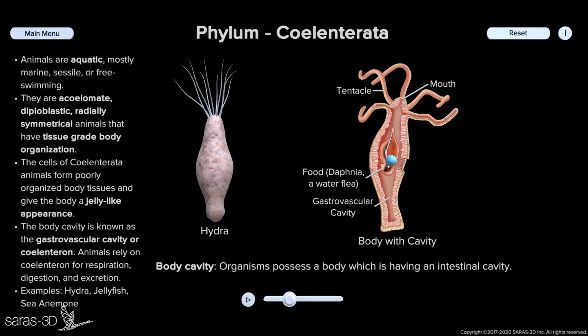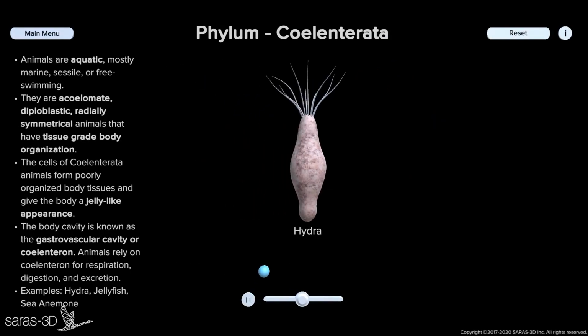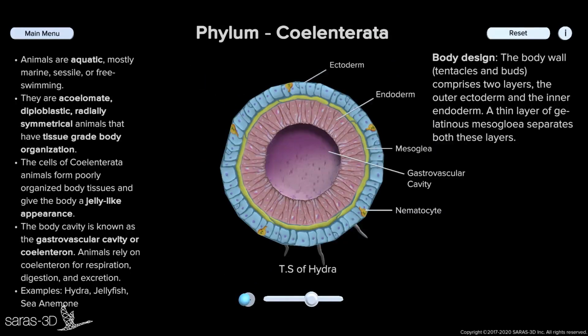They have a body cavity which is known as gastrovascular cavity or coelenteron, from which they get their name Coelenterata, and they rely on the coelenteron for respiration, digestion and excretion. They are diploblastic, that is, the body wall is made up of 2 layers of cells or 2 germ layers, that is the ectoderm and endoderm. The organisms that possess just 2 germ layers are known as diploblastic organisms. And as there is no presence of a 3rd germ layer, they don't possess a body cavity, thus are acoelomates.